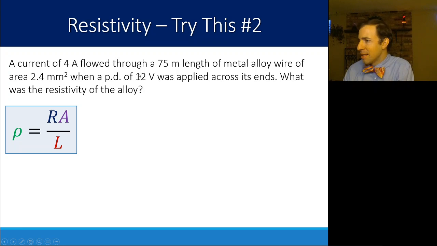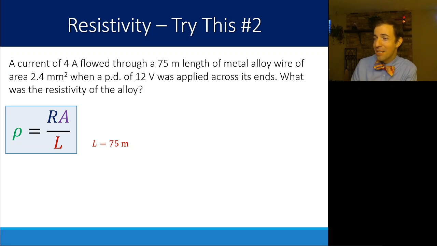So what we're given here, if we're trying to solve for rho, we are given the length, 75 meters is the length. That's easy. We're given enough information to calculate A. In this case, A, the area, is given. It's given in 2.4 millimeters squared. I want to make sure that my units agree with each other, and I've got millimeters and meters, so I'm going to convert that to meters squared.